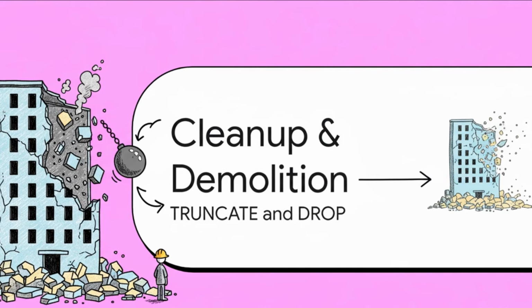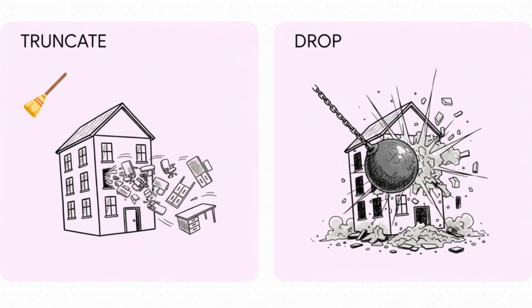So every structure eventually reaches the end of its life, right? Sometimes you just need to clear everything out, and other times you need to bring in the demolition crew. These next two commands handle both of those jobs. Okay, pay attention, because this comparison is absolutely critical. Truncate is like calling in a professional cleaning crew to completely empty a building. All the contents, every piece of furniture, every single file is gone in a flash. But the building itself, its rooms and its walls are left standing, totally ready for new stuff.